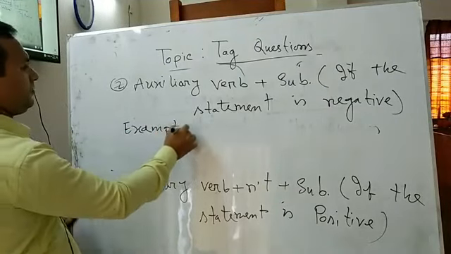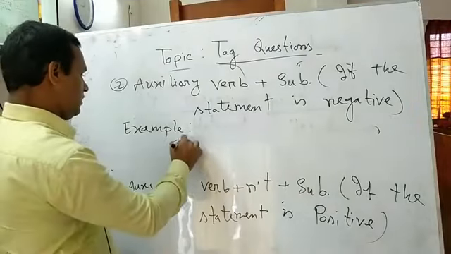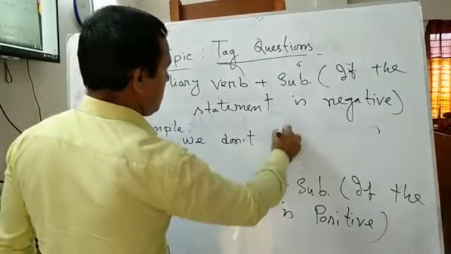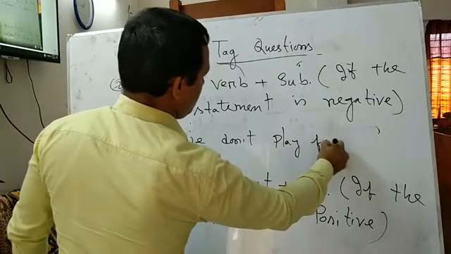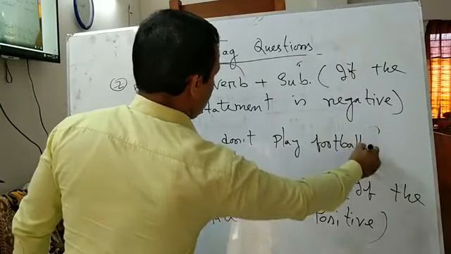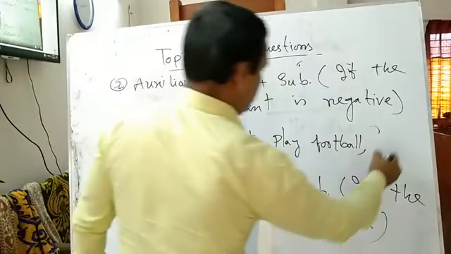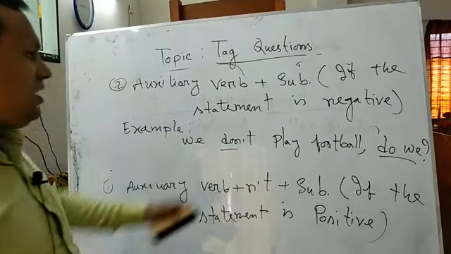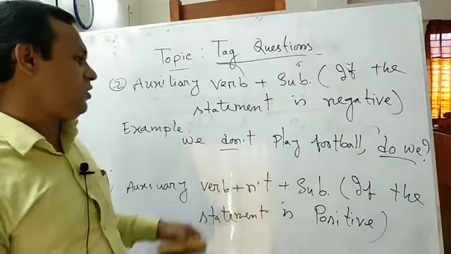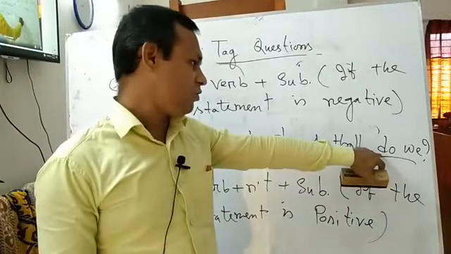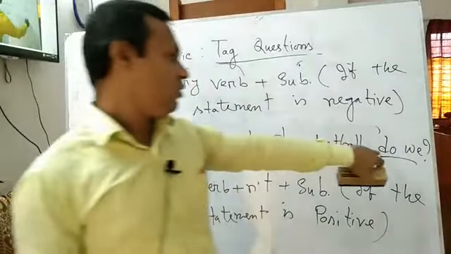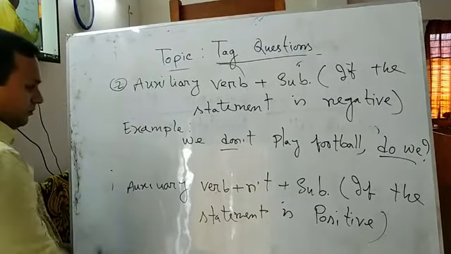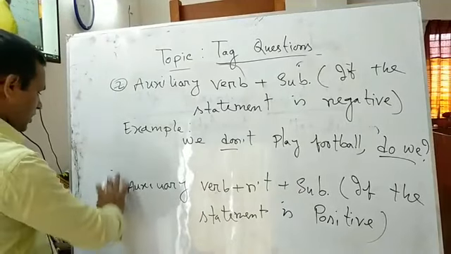Example: we don't play football, do we? As it is a negative statement, we have to write auxiliary verb plus subject.